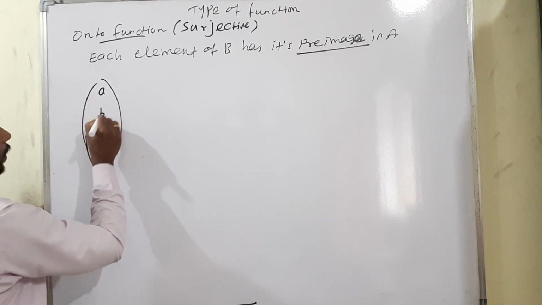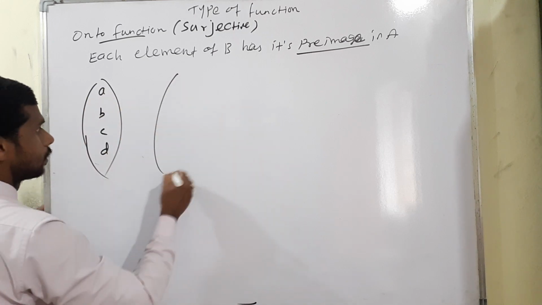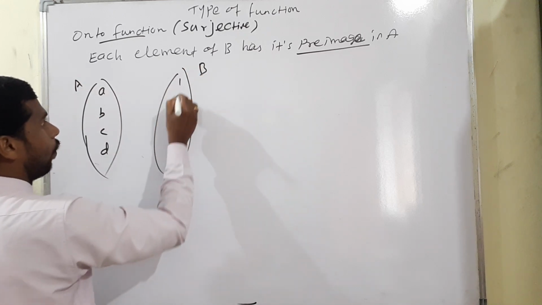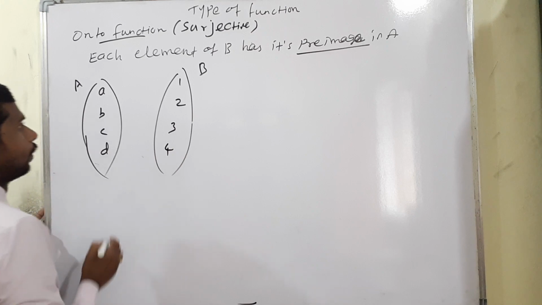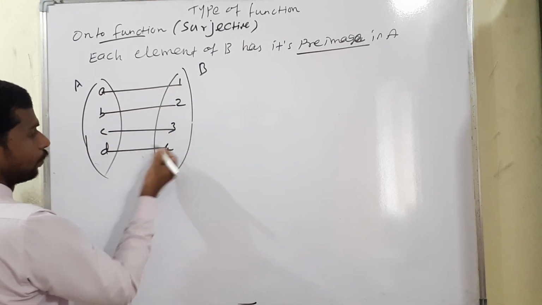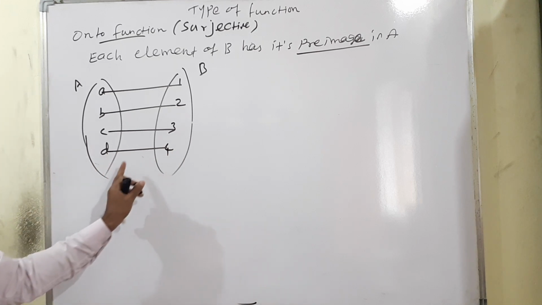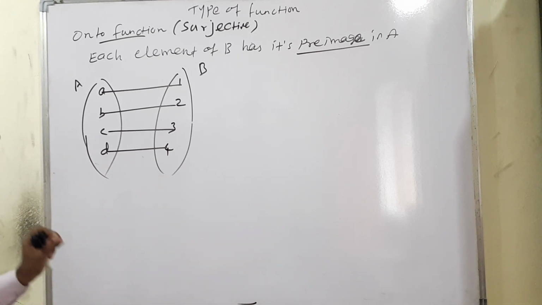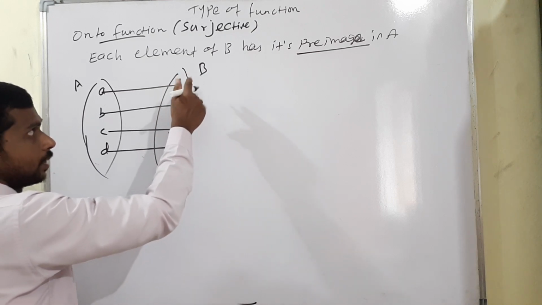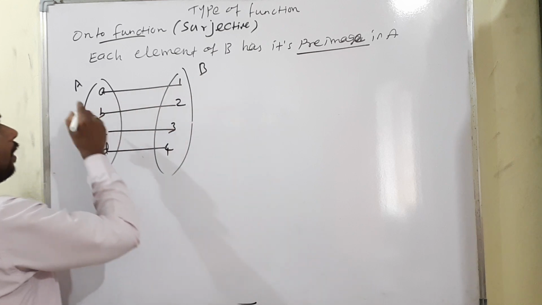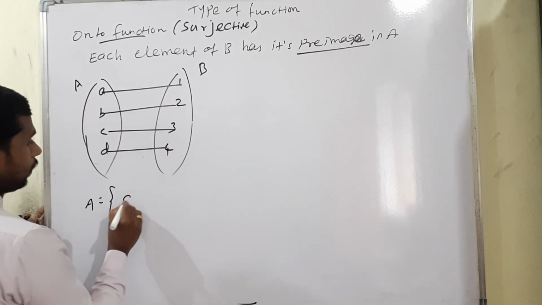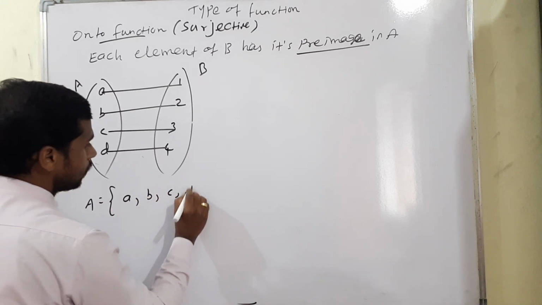This is considered for A, B, C and D, this is called the domain A. Then the codomain is 1, 2, 3 and 4. So mapping A to 1, B to 2, C to 3 and D to 4, definitely we can say it is an onto function. Why? The number of range is equal to the number of codomain. Example, this is how to write the terms. A is equal to the set A, B, C and D.